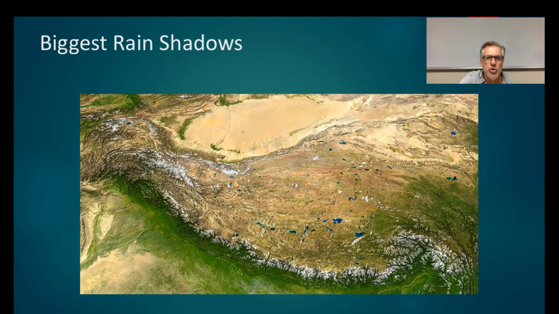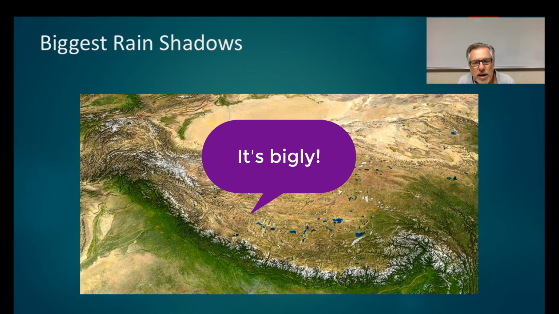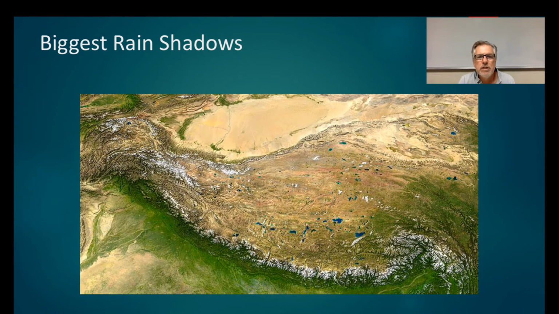But I want to show you the biggest rain shadow of them all. Does anybody recognize where this is? Really an amazing geographic feature. This must be, from here to here, must be at least 1,000 miles, if not more. This is huge. Yes, if you guessed that these are the Himalayas, you're correct. And this is southwestern China, which is incredibly dry.